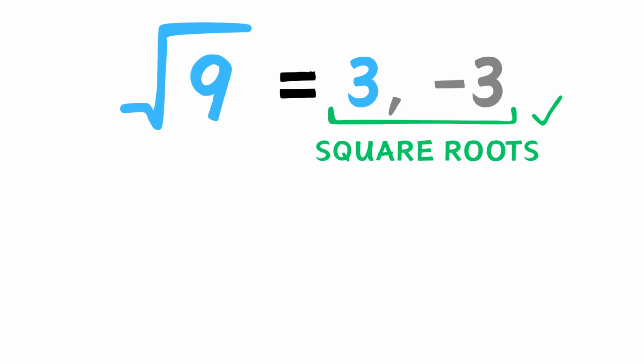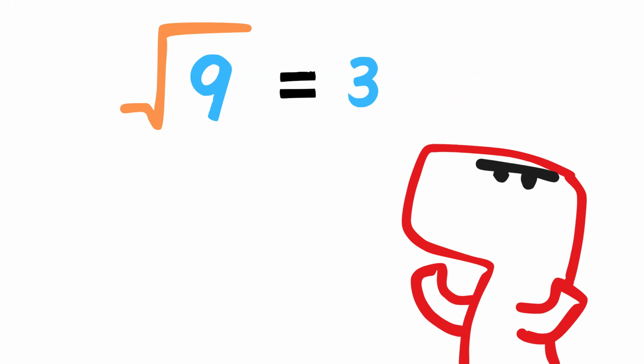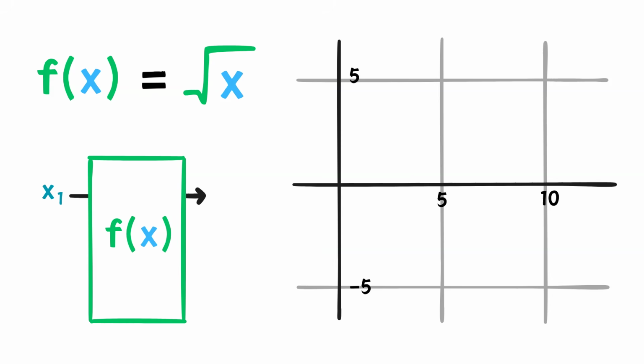It's true, both 3 and negative 3 are square roots of 9. However, here's the key. By convention, the radical sign always tells us to find the principal root, or the positive root. But this isn't to make math confusing. It's to make the square root a function. For each input, a function can only have one output.